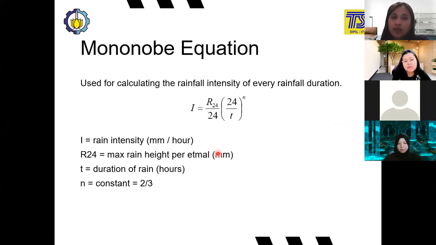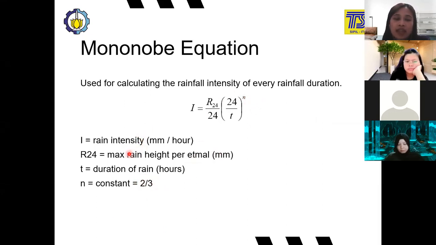The last one is the Mononobe equation. It's the simplest one. It's used for calculating the rainfall intensity for every rainfall duration. This Mononobe equation doesn't need any calculation of complicated constants because it has its own constant, which is 2 over 3, like 0.67 usually. So the constant is always 2 divided by 3 here.